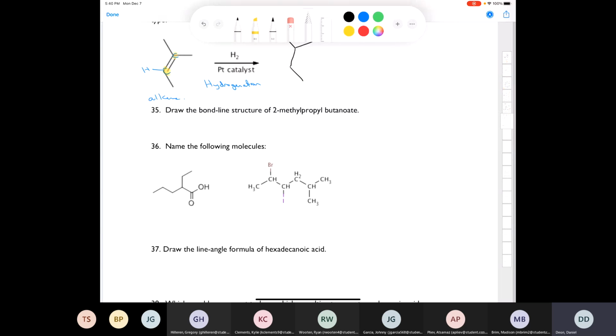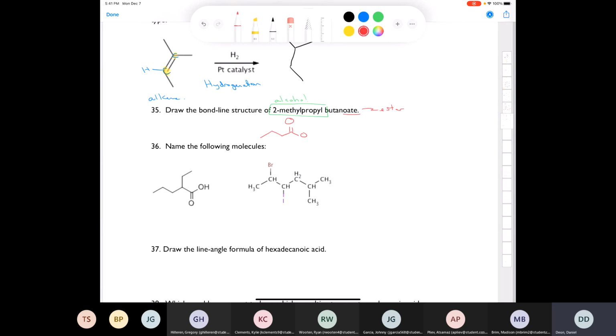Draw the bond line structure of 2-methylpropyl butanoate. Okay, so if we see "-oate" at the end, that's a key that this is an ester. So our molecule must have this kind of functionality in it. Now, the first part of the molecule, 2-methylpropyl, comes from the alcohol portion. So that's going to be on this side, and the butanoate is going to be on this side of the molecule. If it's butanoate, that tells us that it's got 4 carbons. So we could add our 4 carbons: 1, 2, 3, 4. So now we've taken care of the butanoate.